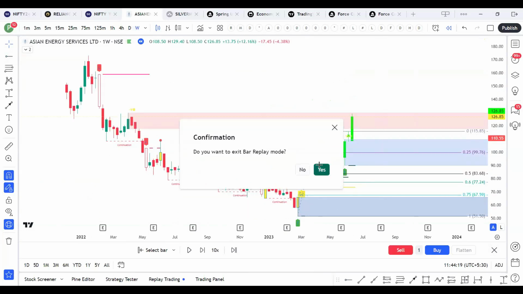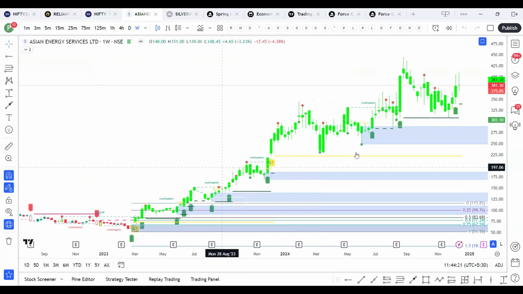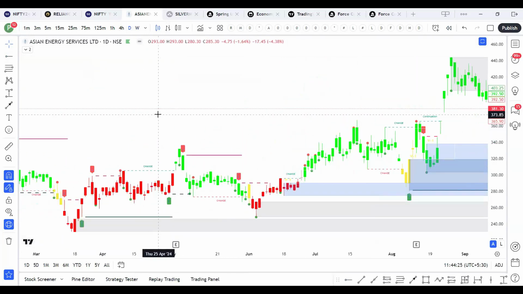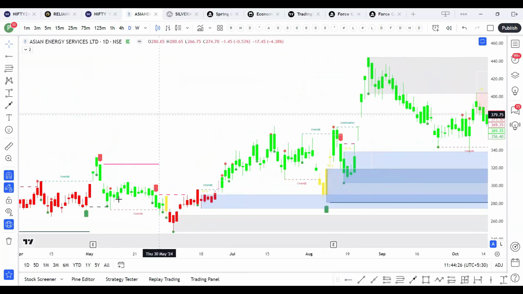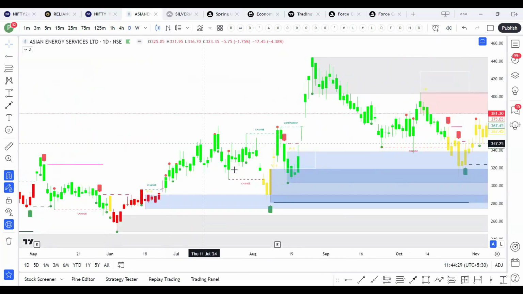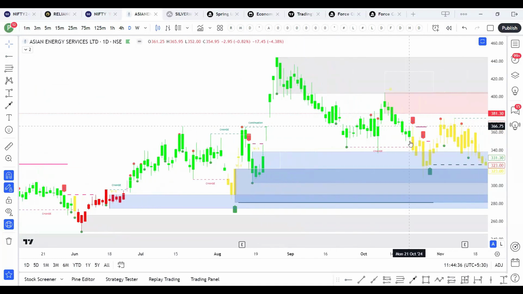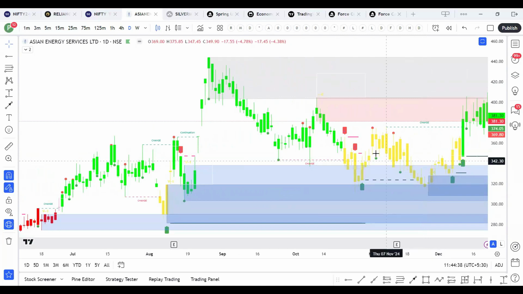Let's see if we get any other opportunity to buy. Once the bias is bullish, see here it has given an opportunity to buy. There was a strong up move. Price came down in the buying area and then it went up, started moving. Again, it has given multiple opportunities to buy.